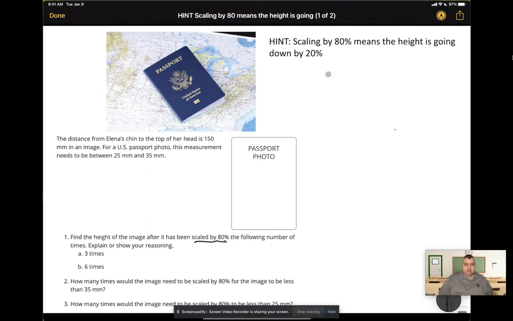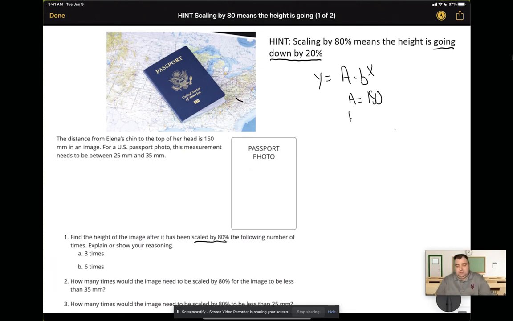So to help us with this, scaling by 80% means the height is going down by 20% each time. That's going to be the key in this case. So when I plug in to my exponential growth and decay formula, we need to know that. So what is my initial value going to be here? My initial value is going to be the 150 millimeters.